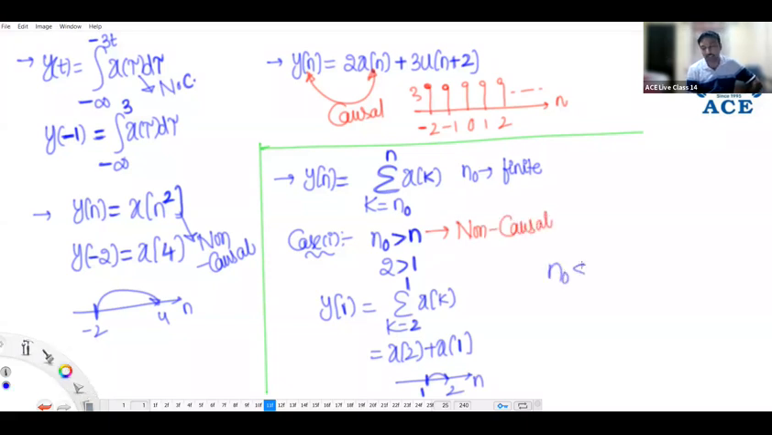Other way. What is the meaning of other way? N naught less than or equal to n, it is causal, conditionally causal. Because based on n naught only we can say the answers are conditionally causal. When this type of model is asked, they will mention very clearly, sir, under what condition it is acting like causal or non-causal, conditionally causal.